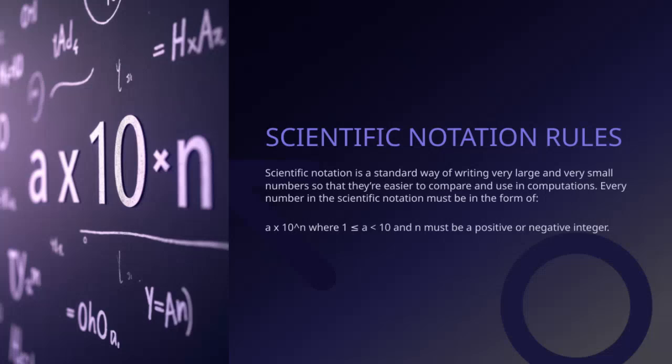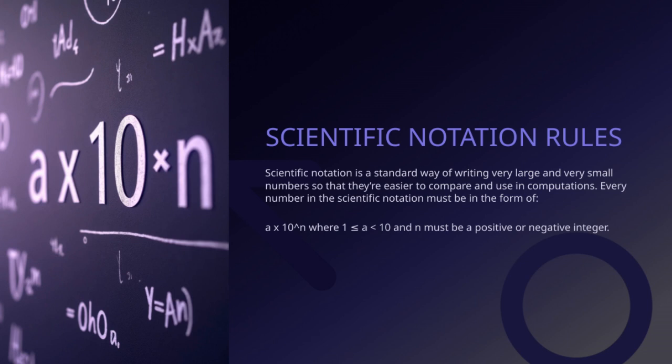All right, let's talk about scientific notation, which is a really useful way to write very large or very small numbers. The general form is a times 10 to the power of n, where a is a number between 1 and 10, but not including 10 itself, and n is an integer, meaning it can be positive or negative.